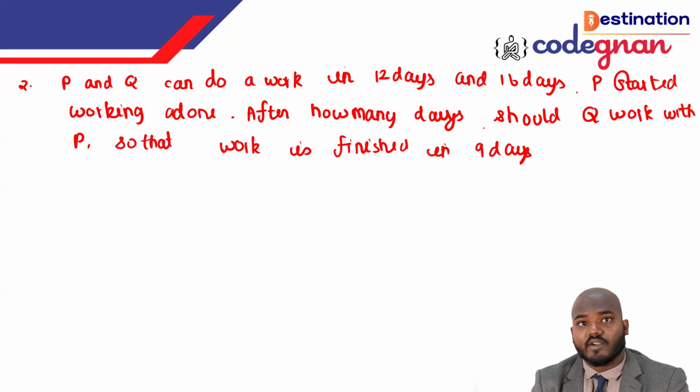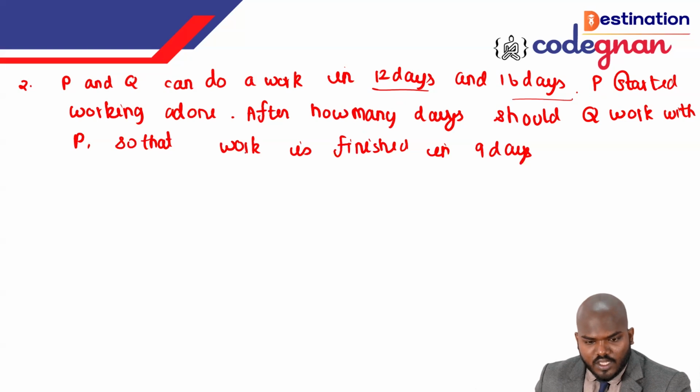So first read out the question, guys. P and Q can do a work in 12 days and 16 days respectively. So they are indicatively giving the values for the individual times of the work, 12 and 16. P started the work alone. After how many days does Q work with P so that the work is finished in 9 days?